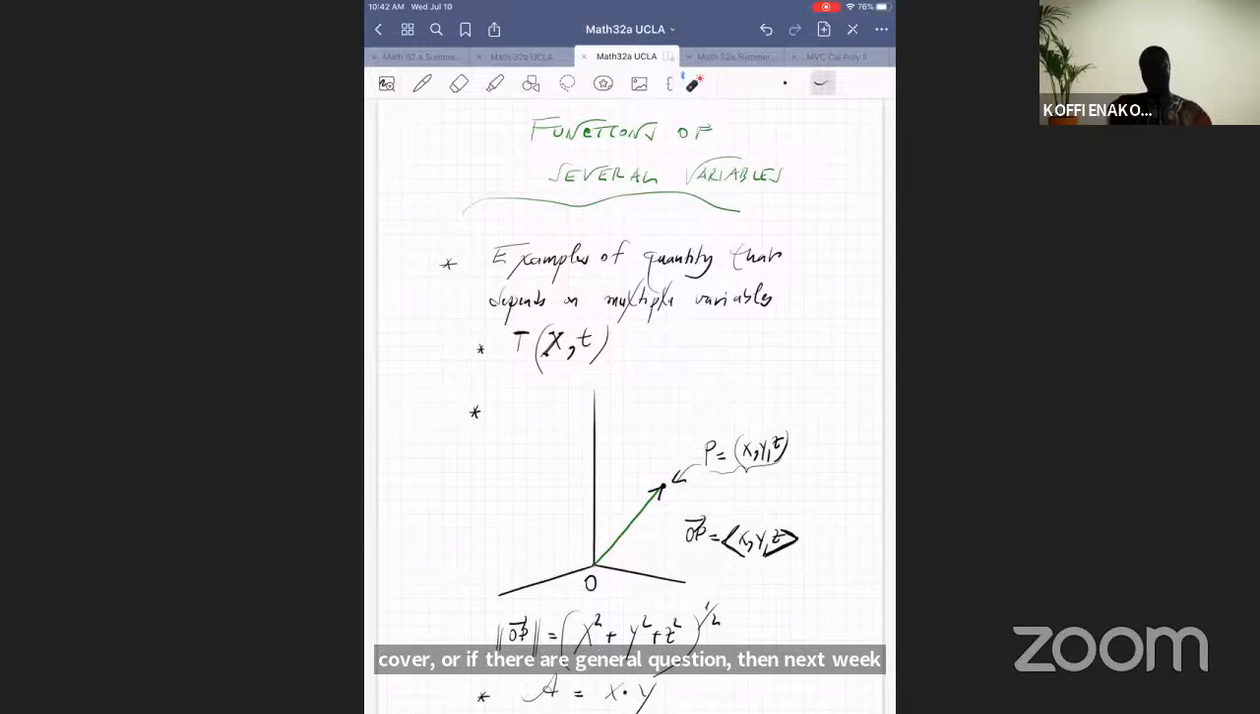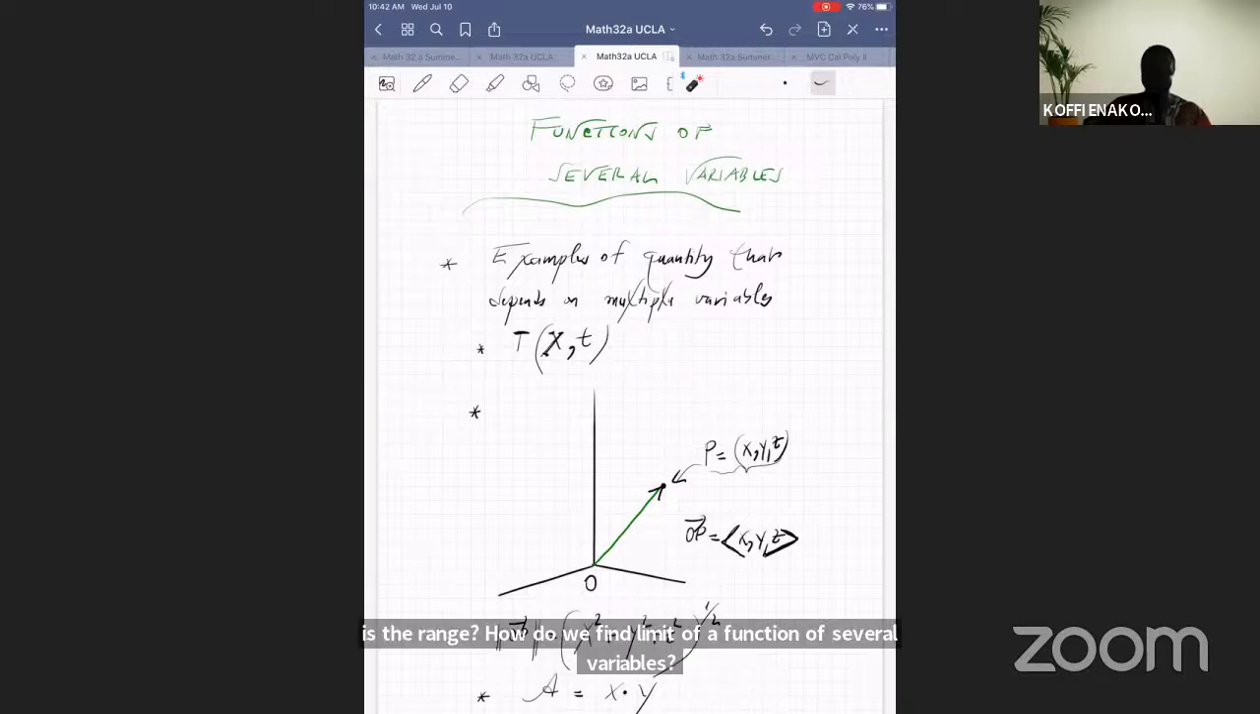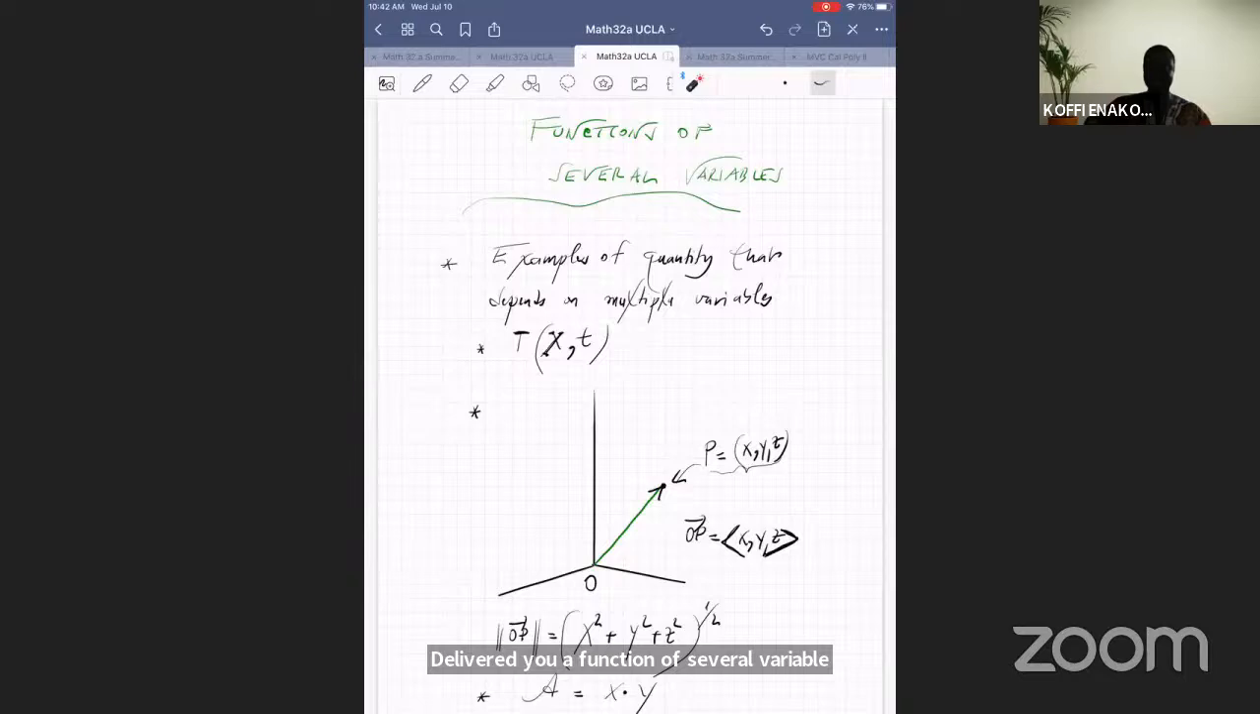For functions of several variables, we will mainly discuss what the domain is, what the range is, how we find the limit of a function of several variables, the derivative of a function of several variables, differentiability, partial derivatives, the chain rule with partial derivatives, and some optimization problems. And that's all this is about. Plus the fact that you need to stay focused.